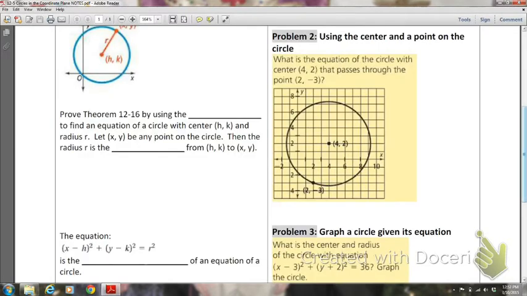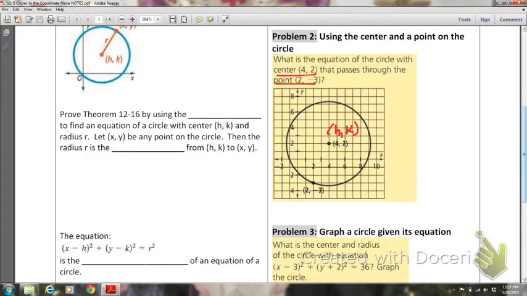Problem 2, using the center and a point on the circle to write the equation of the circle. It tells you that the center is (4, 2), and the circle passes through the point (2, -3). In order to write the equation of a circle, we need to know the center, which we know. We know that (4, 2) is the h, k. And we need to know the radius. That's the thing we don't know in this problem.